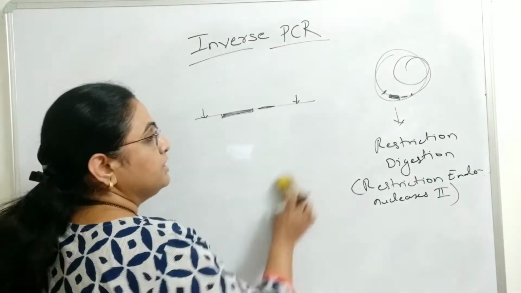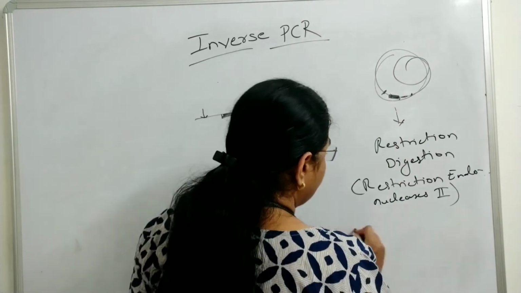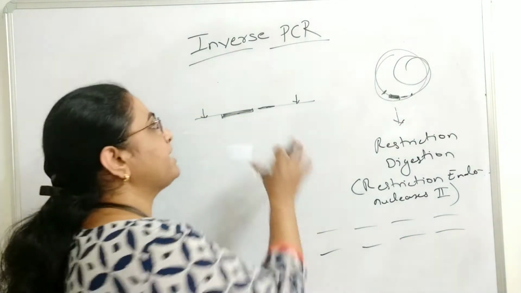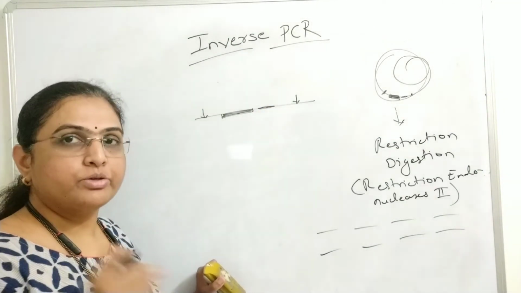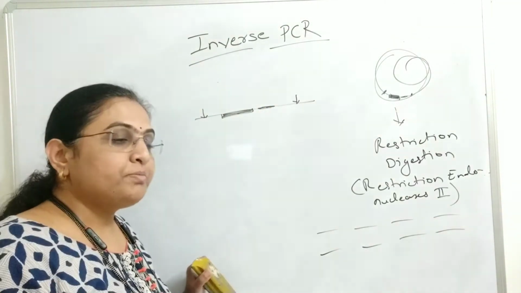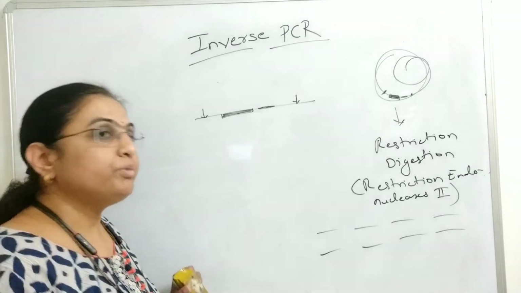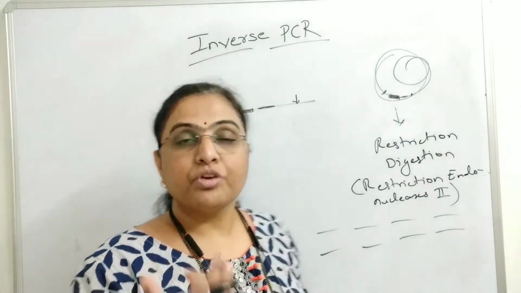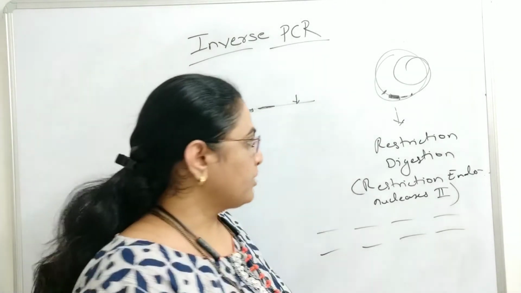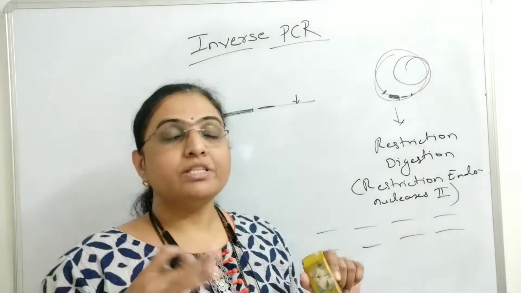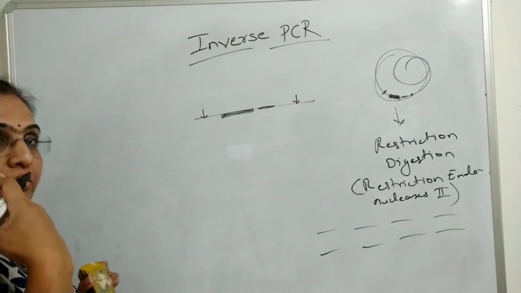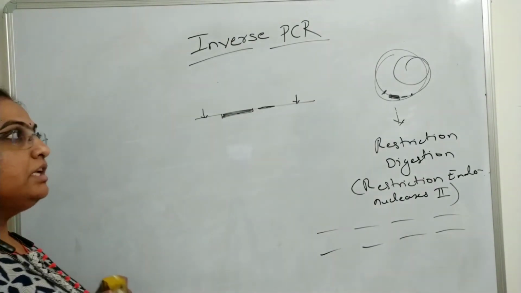So after restriction digestion, there will be a number of restriction fragments, and from those restriction fragments, this particular restriction fragment you have to isolate. For that purpose, you have to go for the isolation and the purification of the DNA, and with the help of the Southern blot, you are going to confirm or identify this particular sequence, and then that DNA molecule is going to go for the amplification by the inverse PCR.